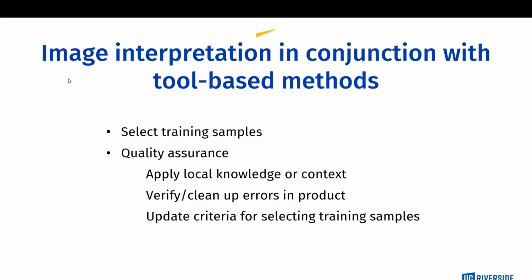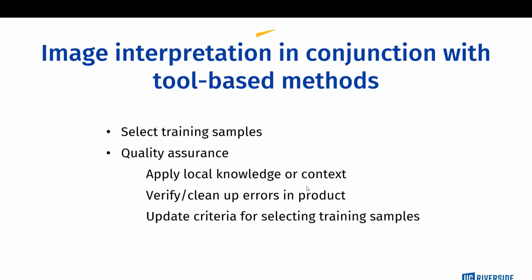Finally, I think image interpretation can be used in conjunction with tool-based methods. Somebody has to select those training samples that you're feeding the algorithm, thousands and thousands of examples. They have to be able to recognize that this photo has this type of feature. And then on the back end, quality assurance, right? They can do a quality check, and where they find problems, they can apply their local knowledge to make the corrections. They can clean up errors in the product.